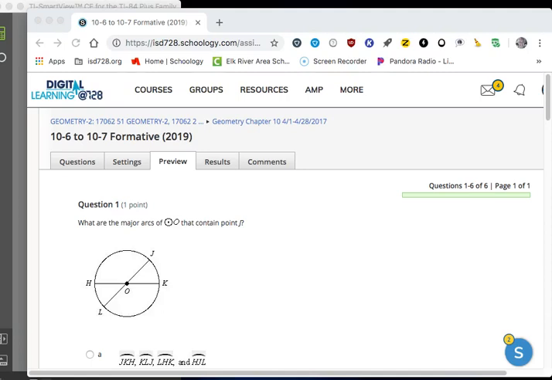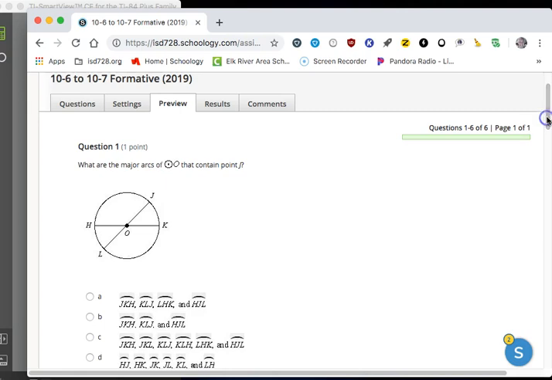Okay, this is the 10.6, 10.7 formative solutions. Make sure that you get the equations down when you don't have them, because it's useful. You got to make sure you identify the shape and the equation with the question that we're working on.